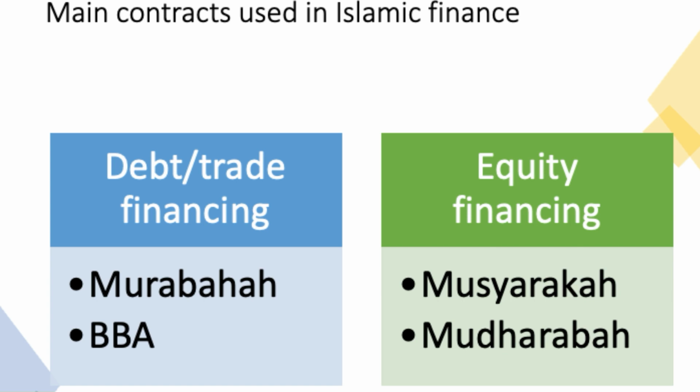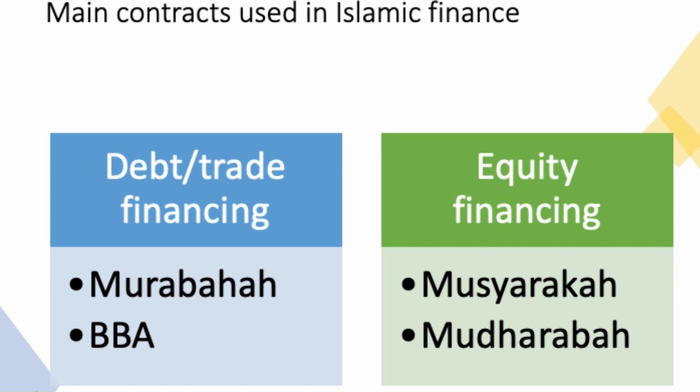Consumer banking is when individuals go to the bank, in particular they want to get a loan or financing from the bank. That's usually consumer banking. Another type of banking is commercial banking or investment banking, or business banking sometimes, and that's more to facilitate business financing. And for business financing, the main contracts used are equity financing, such as musyarakah and mudarabah. These are another two contracts.